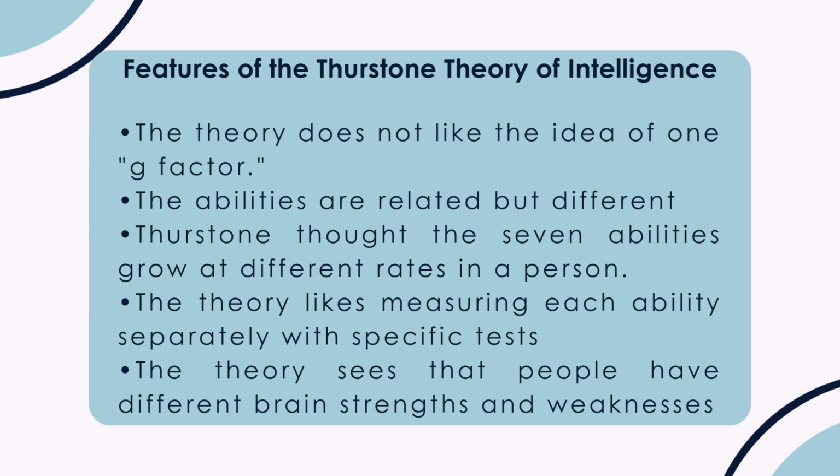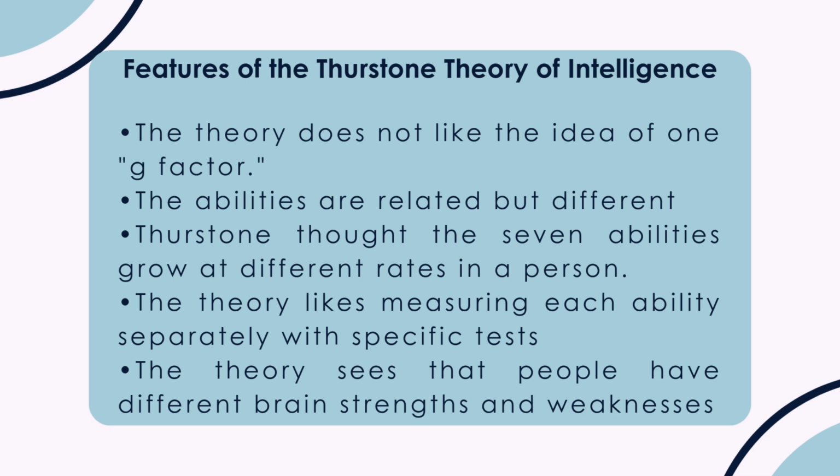Thurstone also believed that these mental abilities grow at different rates in each individual. This variability in development means that each person has a unique mix of strengths across the different abilities. It's this combination that forms a person's overall intelligence.